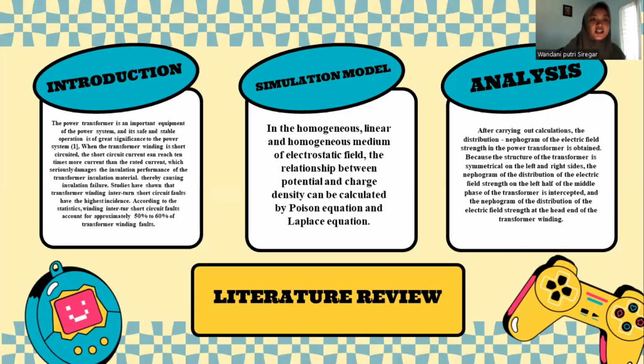Next, introduction. The power transformer is an important equipment of the power system, and its safe and stable operation is of great significance to the power system. When the transformer winding is short circuited, the short circuit current reaches 10 times more than the rated current, which seriously damages the insulation performance of the transformer insulation material. This may cause insulation failure.